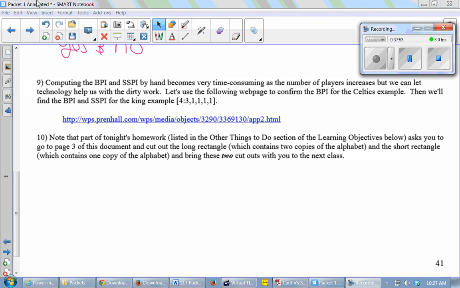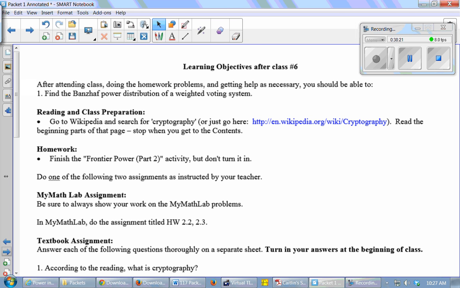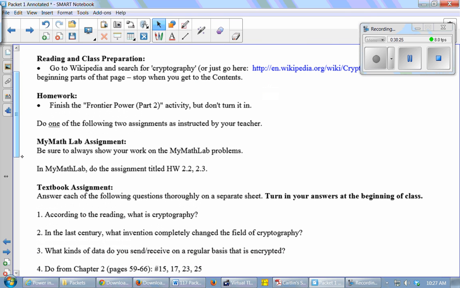Okay. So before I let you start on the activity for today, I want you to take note that part of your homework, which is listed in the Other Things to Do section, asks you to go to page 3 of this document and cut out the long rectangle that has 2 copies of the alphabet and the short rectangle that has 1 copy of the alphabet, and bring them with you next class. Under the learning objectives, your homework is the MyMathLab assignment, right?